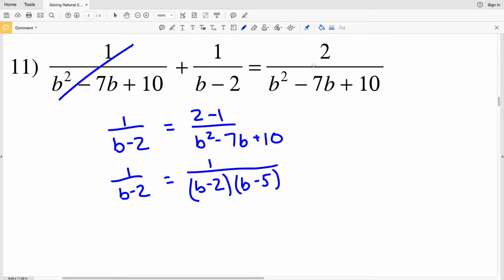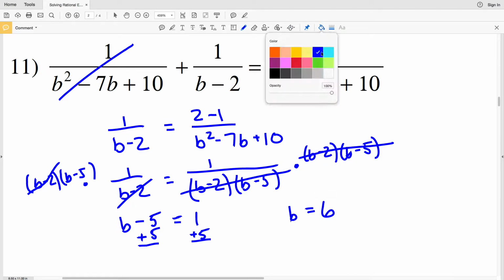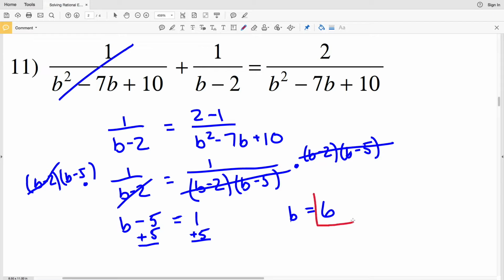So now that I've rewritten that, I can multiply both sides by b minus 2 times b minus 5. When I do that, the b minus 2 times b minus 5 on the right-hand side cancels out, and the b minus 2 on the left-hand side cancels out. b minus 5 times 1 is b minus 5. Then all I have to do is add 5 to both sides. That will leave me with b equal to 6. And that's the solution in number 11.